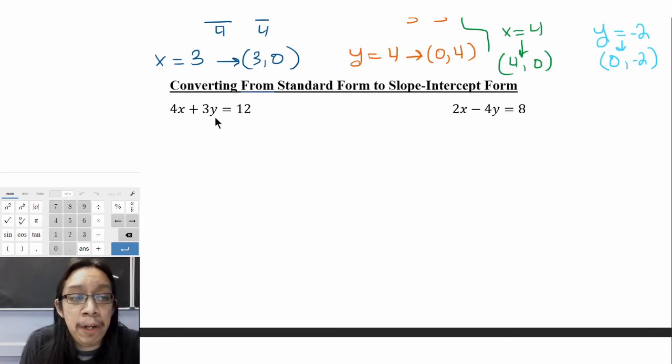So here's an example. Here we have 4x plus 3y equals 12. Well, what do you know? That's a very familiar example. It's the one we just did. But this time, instead of finding the intercepts, we are going to isolate y. We are going to solve for y.